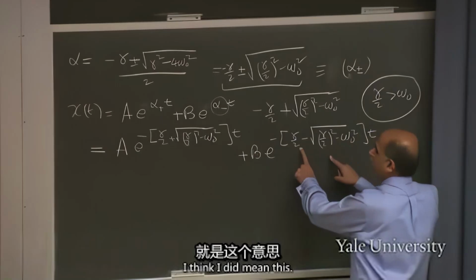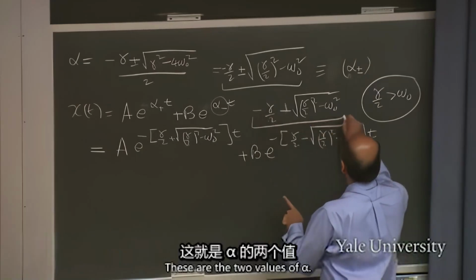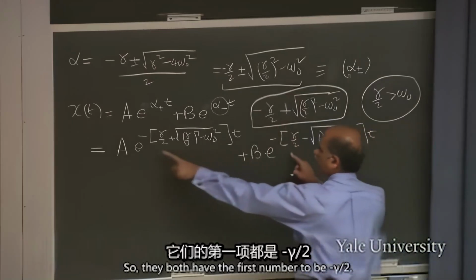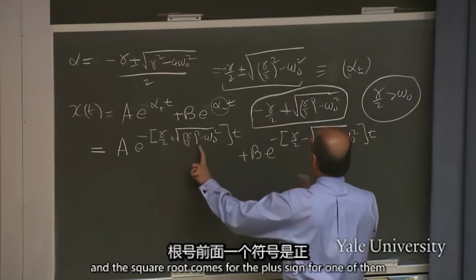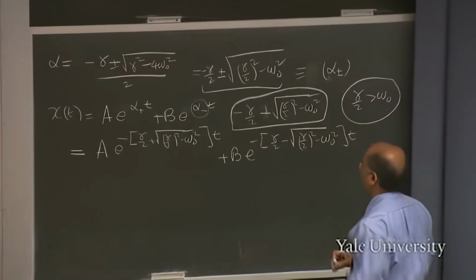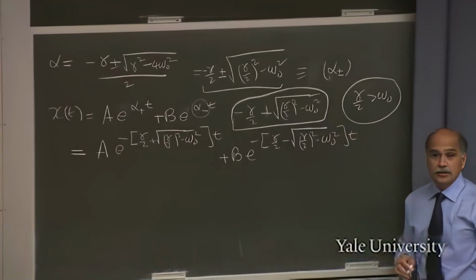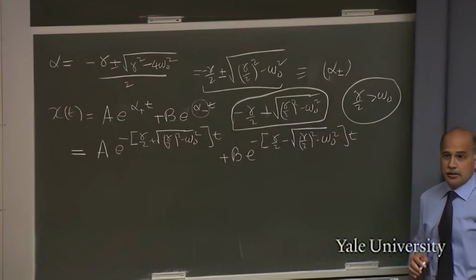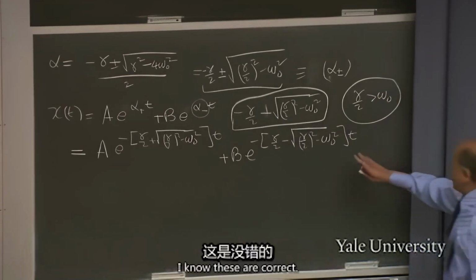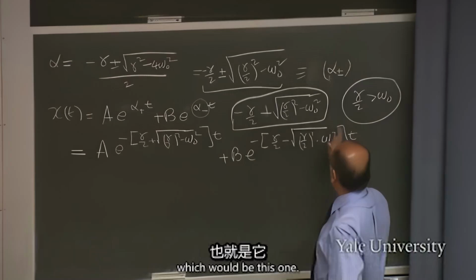I think I did mean this. Or did I get it wrong? These are the two values of alpha. So they both have the first number to be minus gamma over 2. And the square root comes with a plus sign for one of them and minus sign for the other one. I probably have A and B mixed up. Let me check that. No, I think even that's okay. Yes, I'm willing to be corrected if I got A and B mixed up. I know these are correct. I want to make sure this is what I call B. B has a coefficient alpha minus, which would be this one.